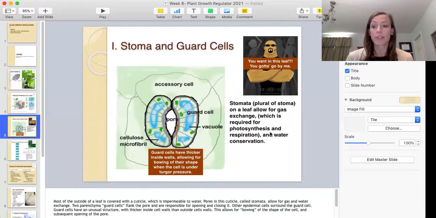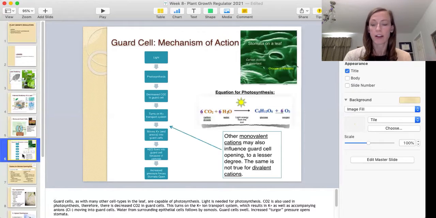So with this, the cell needs to open stomata in order to exchange gases with the environment. You know that when photosynthesis is taking place, carbon dioxide is used and oxygen is released. So let's move to our next slide to explore that and what happens with that a little bit further.